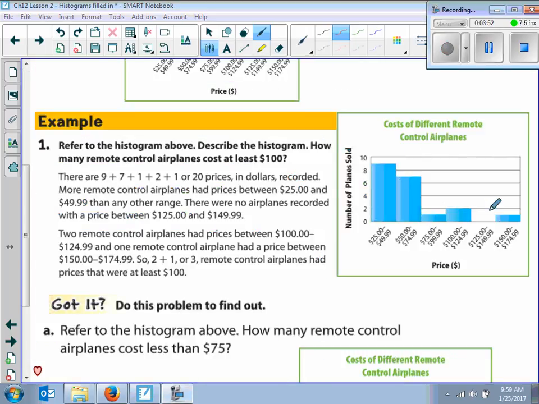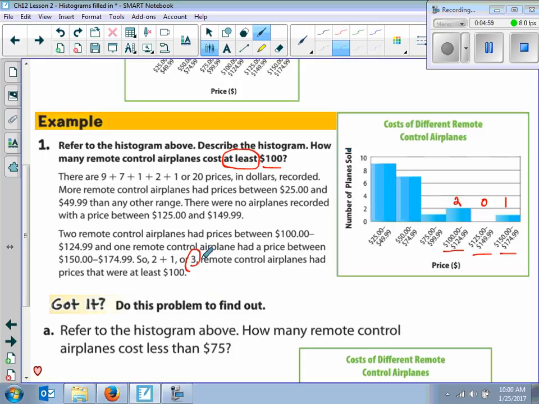All right, so it says refer to the histogram over here to the right, describe the histogram, and we want to know how many remote control airplanes cost at least $100. At least, what does at least mean? At least 100 means $100 or more. Very good. So let's see. In the $100 or more, we've got 100 to 124.99. We've got 125 to 149.99, and we have 150 to 174.99. So, how many airplanes are in my first interval? 2, right? So there's 2 right there. How many here? There's 0 here, and here there's 1. So, to answer our second question, how many airplanes cost at least $100? 3. And that's how we got that 3.